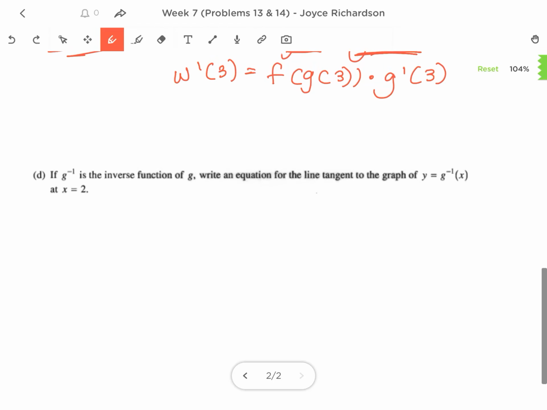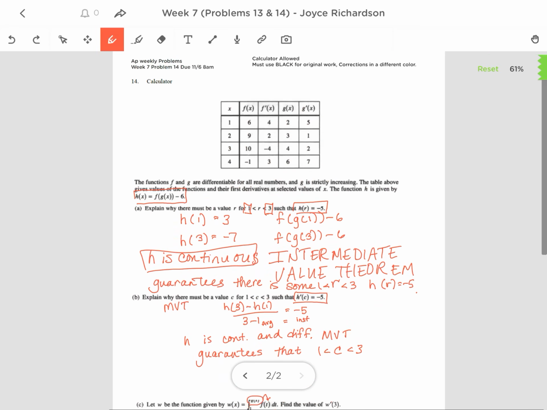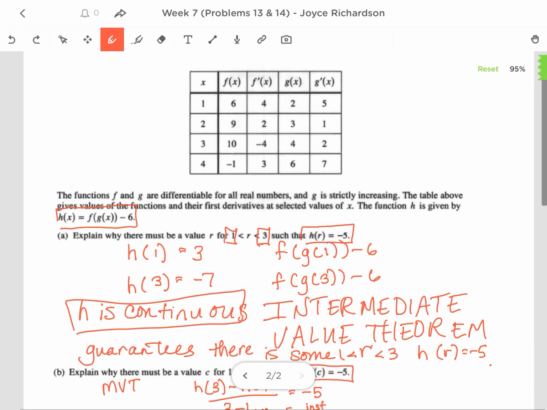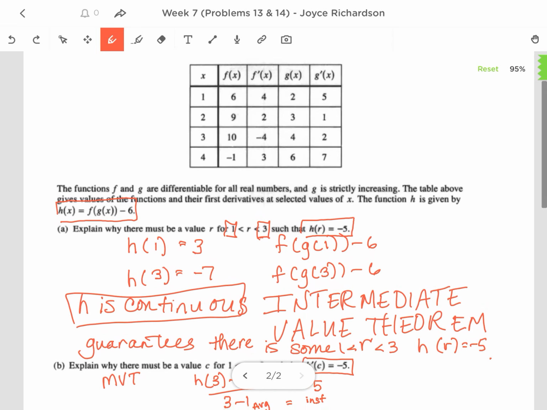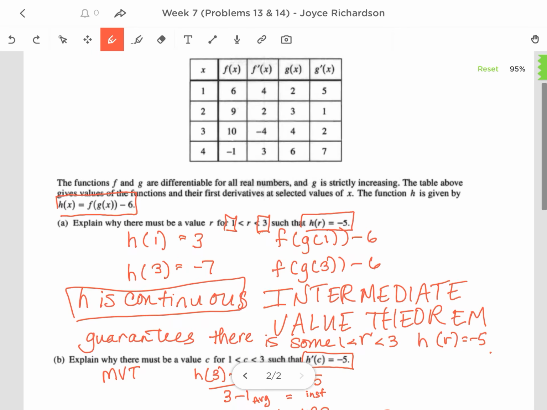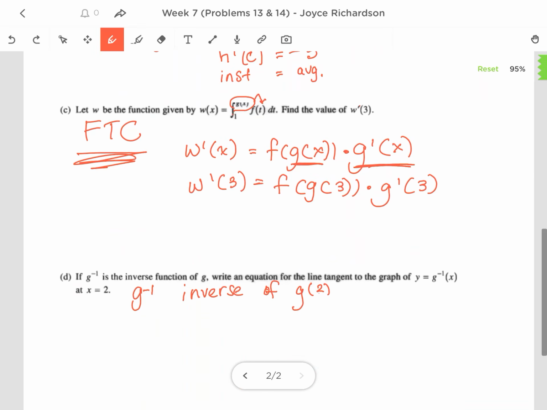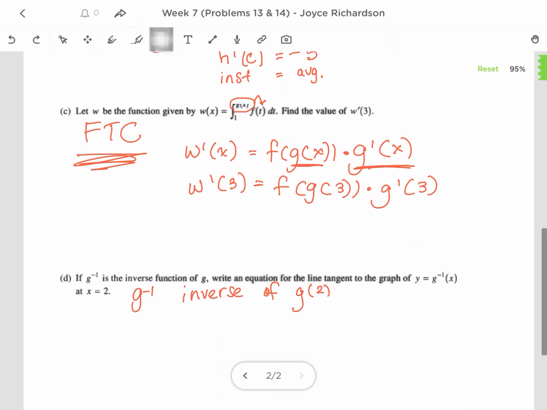Now, there were a lot of mysterious answers on D, so I did not accept them unless you showed me some of your work. If it's in the inverse, so g to the minus 1 is the inverse of g, what does that mean? That means that any point, so g of 2, if we look at our chart up here, g of 2 is 3. Oh, do they want g of 1? Oh, at x equals 2. Here we go.